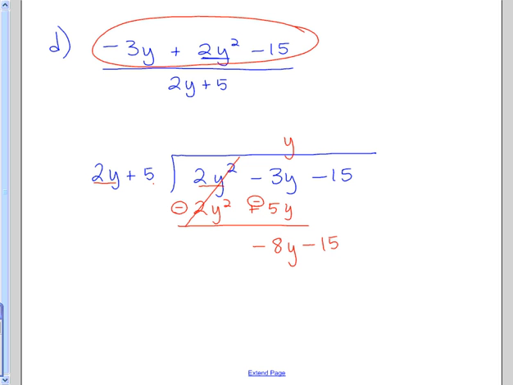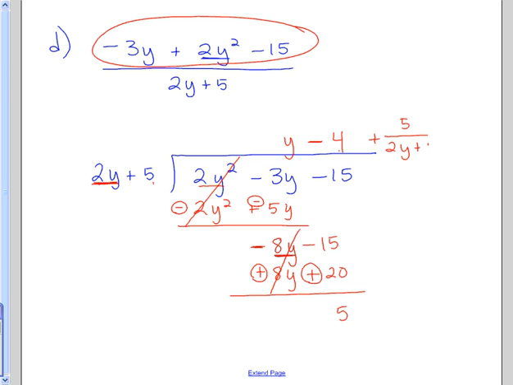Bring down negative 15. Divide again. What times 2y would give me negative 8y? Well, if that leading coefficient here is a negative, you're always going to have a negative in your answer. So 2 into 8 would be negative 4. Negative 4 times 2y is negative 8y. Negative 4 times 5 is negative 20. Change the signs, so these will both be changed to positive. That gives me a remainder of 5. So my answer is y minus 4 plus 5 over 2y plus 5.